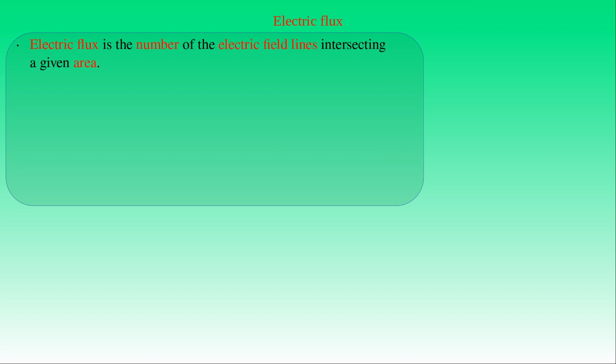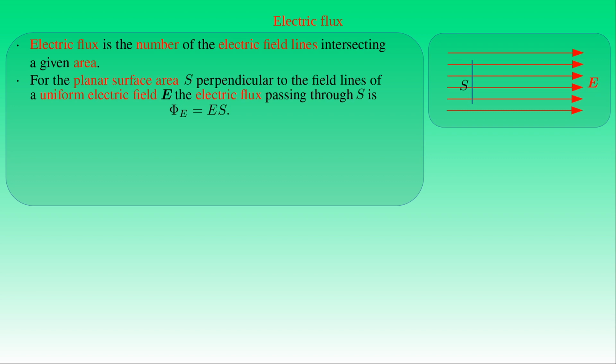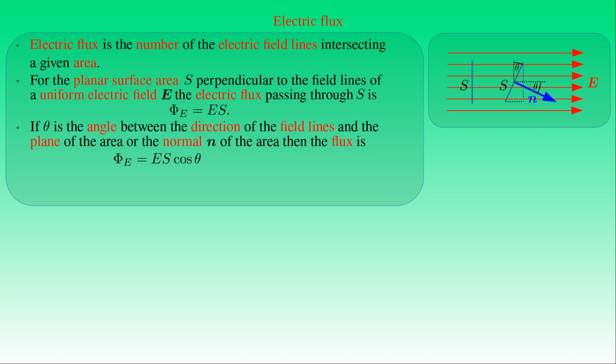If the electric field E is uniform, the electric flux phi E passing through a planar surface S perpendicular to the field lines is given by the magnitude E of the electric field times the surface area S. If theta is the angle between the direction of the field lines and the normal n of the planar area S, then the electric flux phi E is equal to E times S times cosine theta, that is E times the area S perp projected into the direction of the field lines, or equivalently, the projection En of the electric field strength on the surface normal n, times the surface area S.